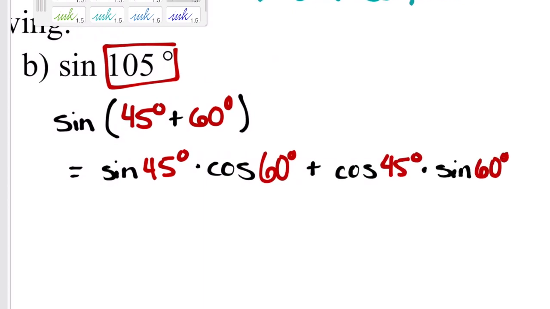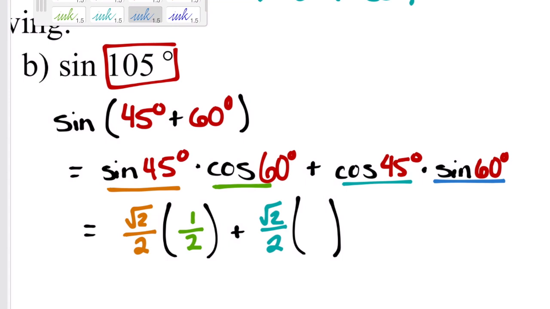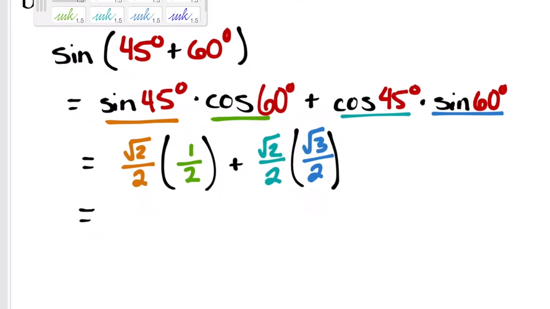So now I can replace all of these things with what I know, the nice, pretty, well, not necessarily pretty, but the solutions to those. I know sine of 45 is square root 2 over 2. Cosine of 60 degrees is going to give us 1/2. Cosine of 45 degrees is another square root 2 over 2. And the sine of 60 degrees is going to be square root 3 over 2. Multiplying everything together, we got square root 2 over 4 plus square root 6 over 4.